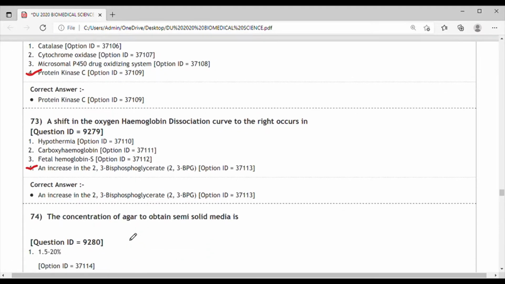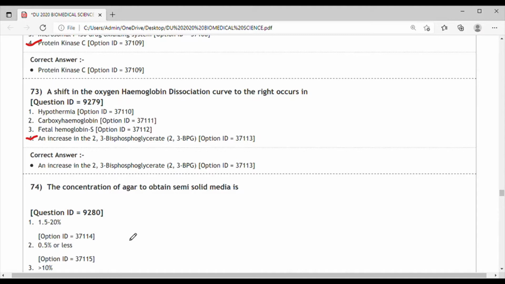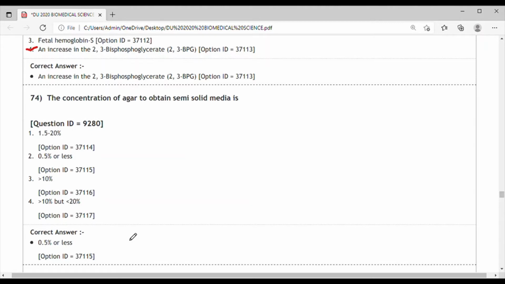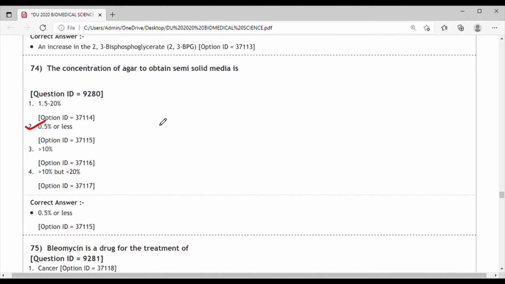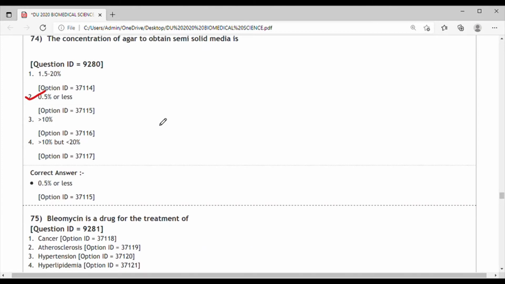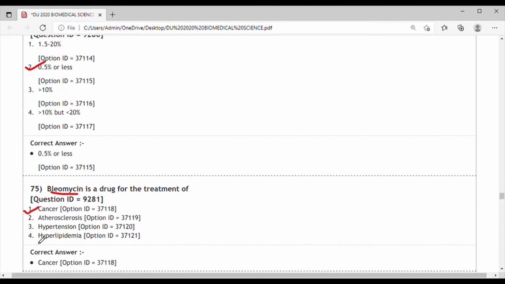Next question, question 74. The concentration of agar to obtain semi-solid media is basically 0.5% or less. This is used for getting the semi-solid media, and this semi-solid media is used in the bacteriophage assay. Next question, question 75. Belenomycin is a drug for treatment of, this is a direct question, and this belenomycin is used in the treatment of the cancer. So the correct answer is the option 1, that is cancer.